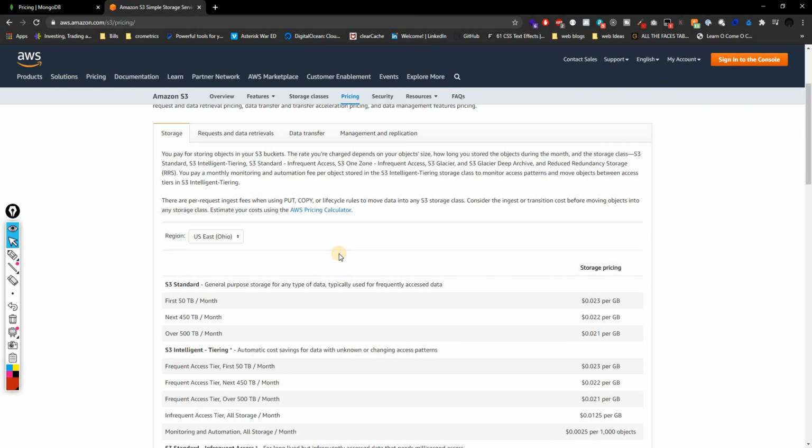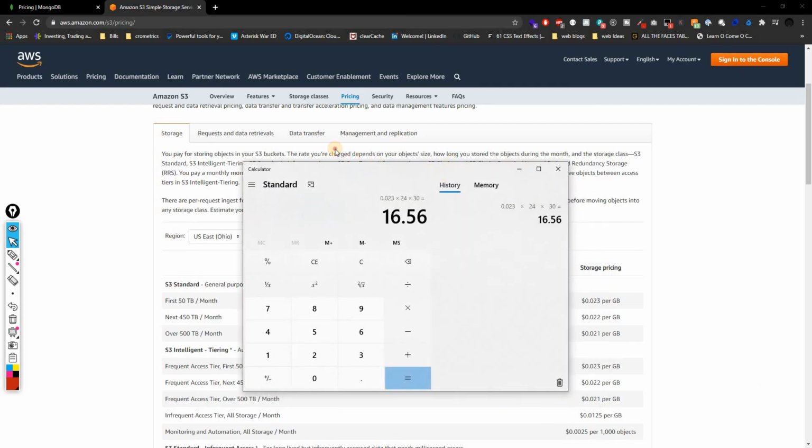0.23 cents per gigabyte. Oh, my bad. I did this per hour, which is not right. It's not per hour. It's actually 0.023 per gig. Per gig. So let's times that.